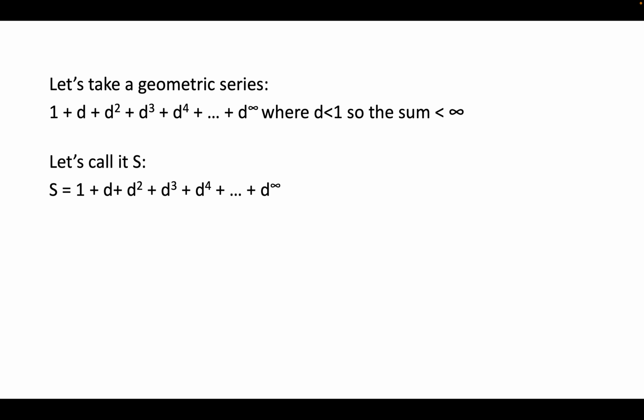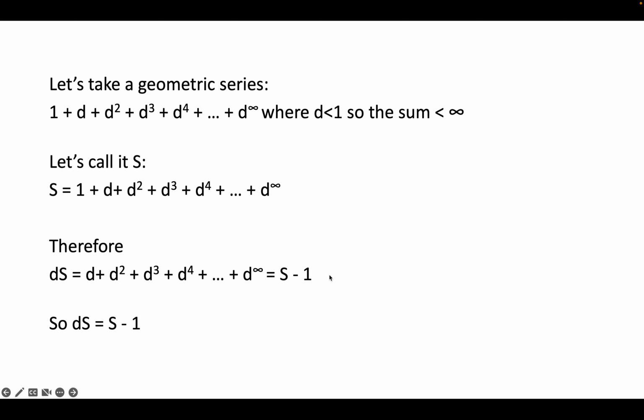We just label that sum or the series as S, and if you were to multiply that series by d, you would get the expression that dS equals d plus d squared plus d cubed plus d to the 4, and so on, which of course is just the same as S minus 1 over here. So if you take the left hand expression and the right hand expression, we get to d times the sum equals the sum minus 1.